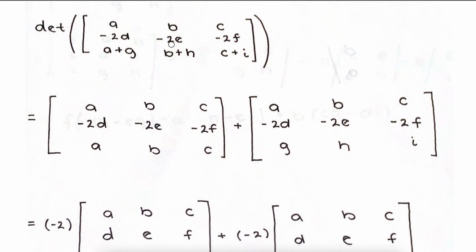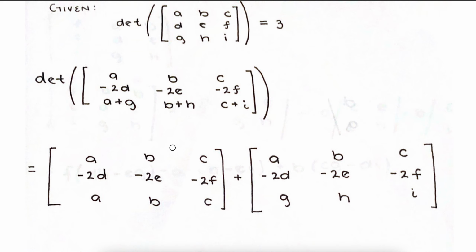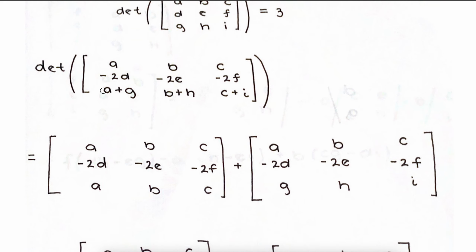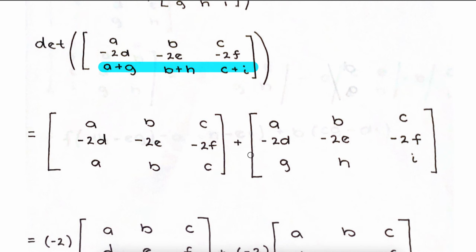So the first step I wanted to do was try to get this matrix to look like the one we're given. So what I went ahead and did and saw was that on the bottom part we have a plus g, b plus h, and c plus i. And what we're able to do is separate that into two different matrices. So I separated those into two different matrices. Here we have a, b, c in one matrix, and then we have g, h, i in our different matrix, and we can see the difference here.